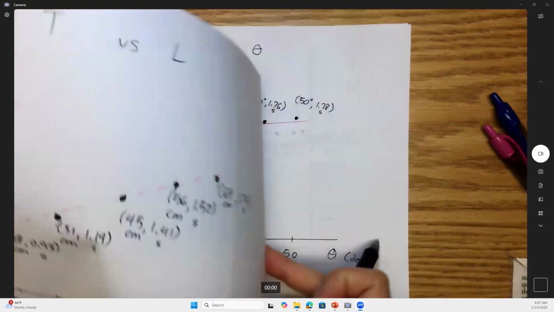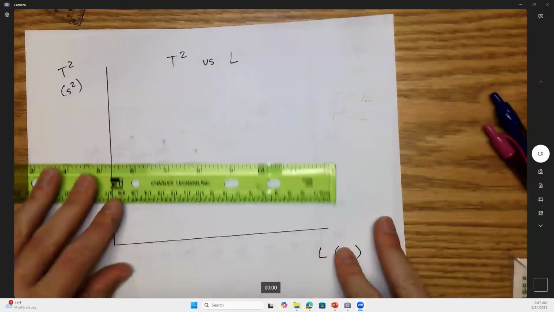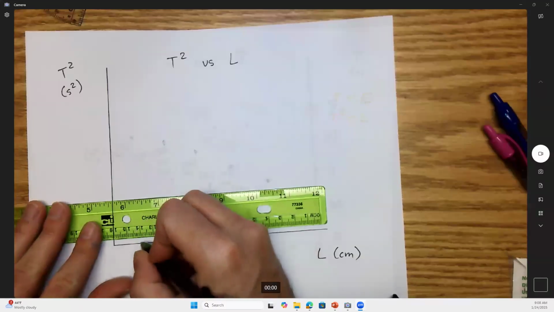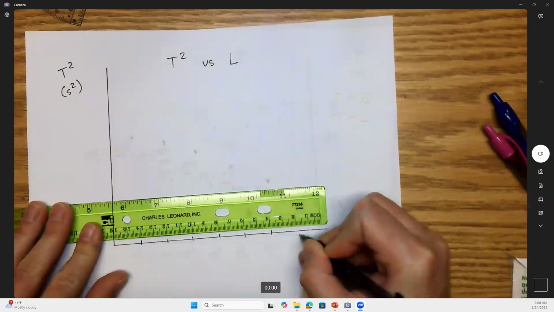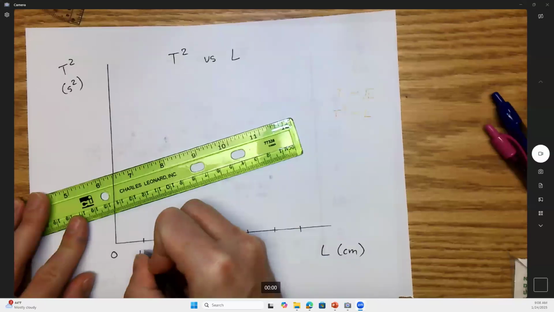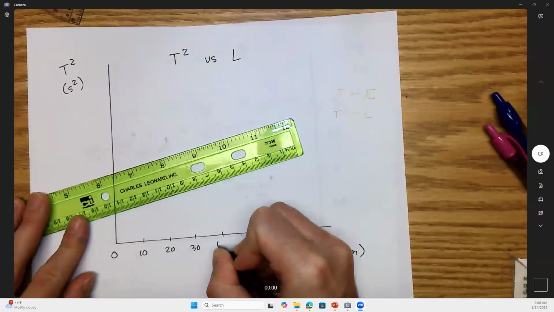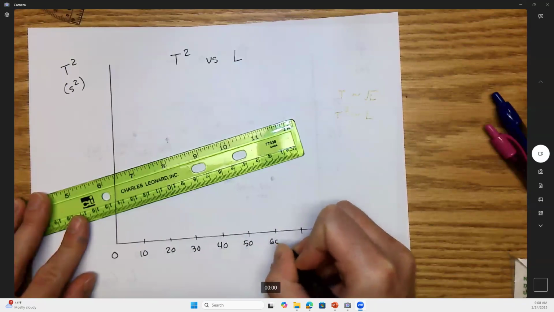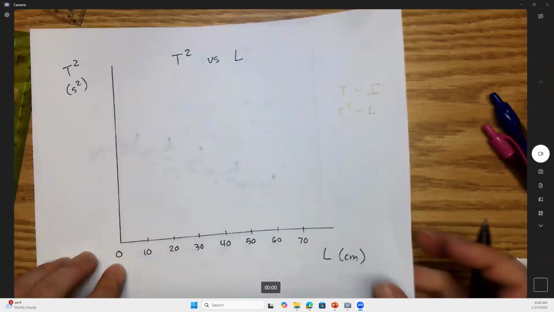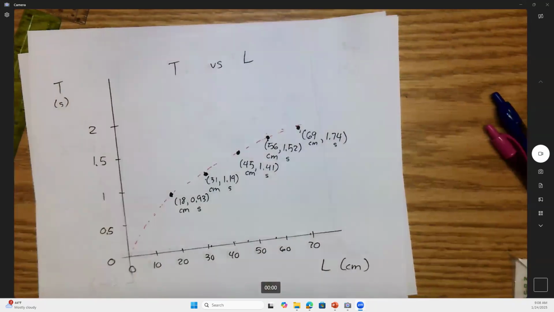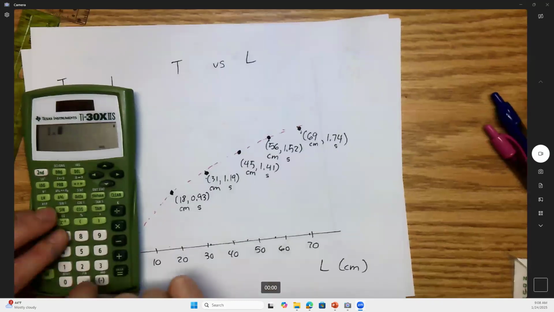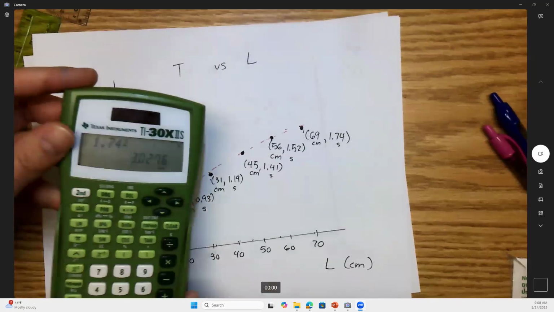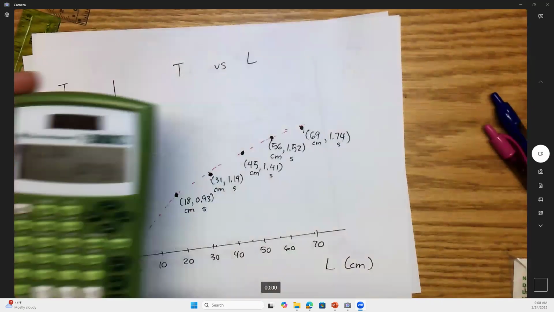So I'll keep exactly the same length as before. I'll scale this up to 70 centimeters. Let's say 10, 20, 30, 40, 50, 60, 70. So 0, 10, 20, 30, 40, 50, 60, 70. Now all those time periods, calculator time. The longest time period was 1.74 seconds. If I square that, I'm getting a little bit over 3 seconds, 3.0 something.